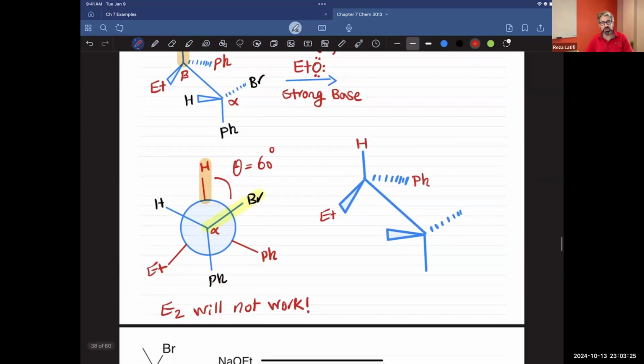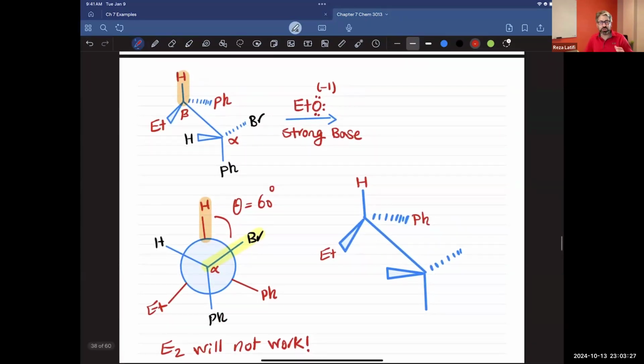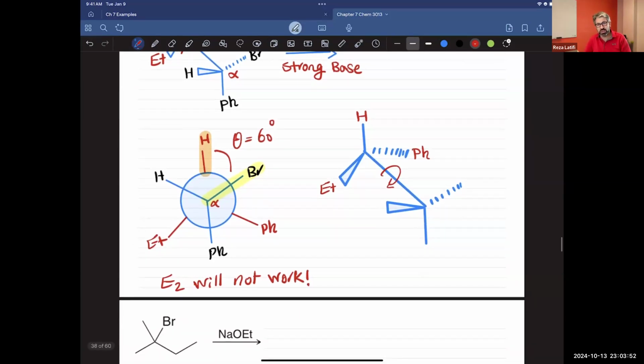So what do I need to do? In order to get the elimination product, we need to have rotation, and you can rotate either the back carbon or the front one. Remember, the molecule all the time will have rotation around a single bond. This is a single bond of carbon, so it can have rotation. There is nothing wrong with it. It will keep rotating around that single bond until we get the bromide in anti-position to hydrogen.